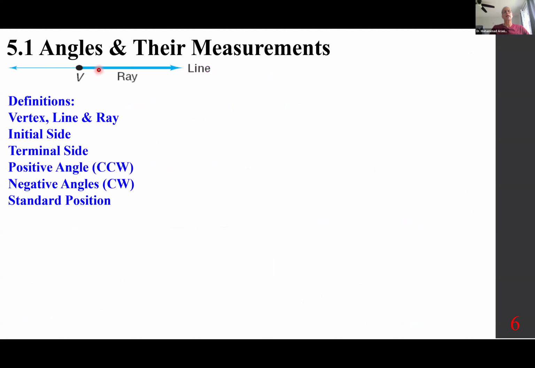5.1, angles and their measurements. Definitions for vertex, line, ray, initial side, terminal side, positive angle, which is CCW, counterclockwise, negative, which is clockwise, and standard position. We're going to discuss this as far as trigonometry is concerned. So this is a line that goes indefinitely on both sides. At some point you have a vertex, and the ray is, in essence, a half line, but let's see the definitions.